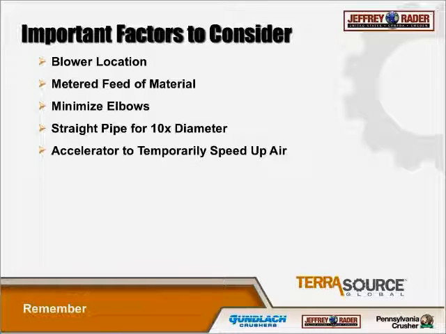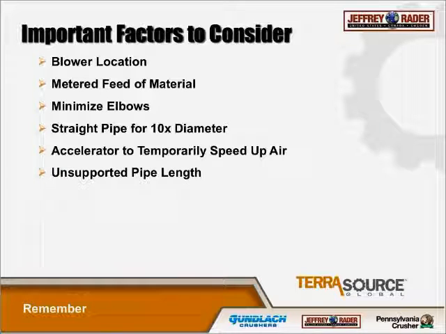Sometimes that's just not possible, and in that case we can create an accelerator to temporarily speed up the air. What's basically going on here is we choke down the pipe diameter, say from 16 to 15 inch, and the lower cross-sectional area coupled with the constant CFM is going to increase the velocity and help quickly accelerate that material, and you won't have any problems.